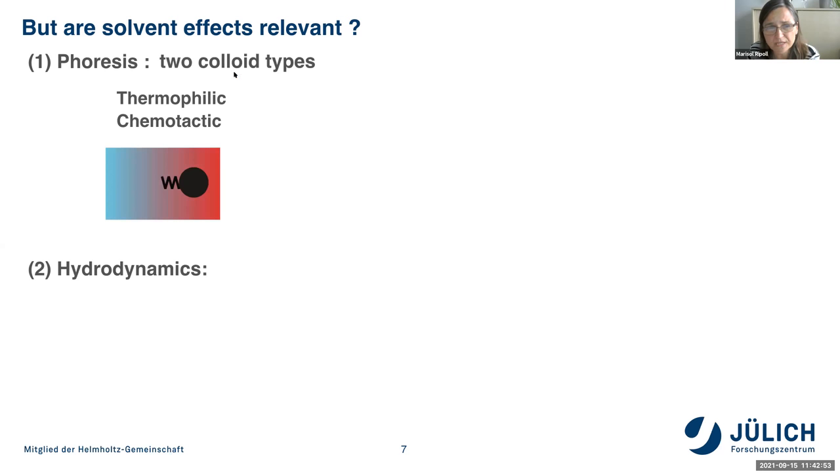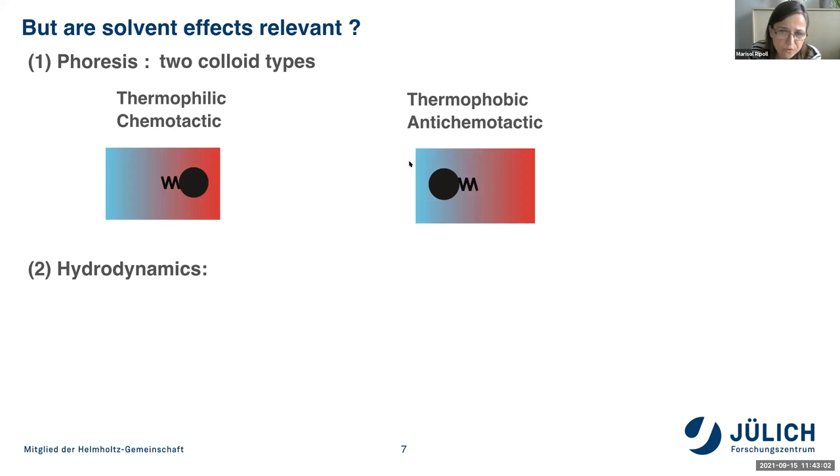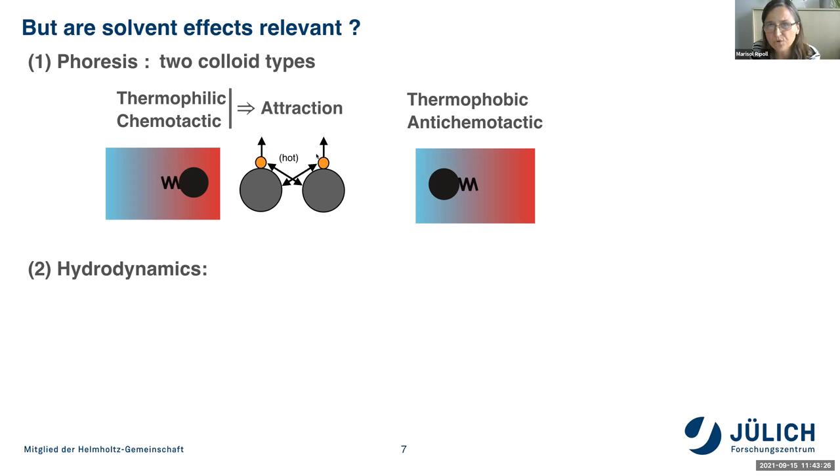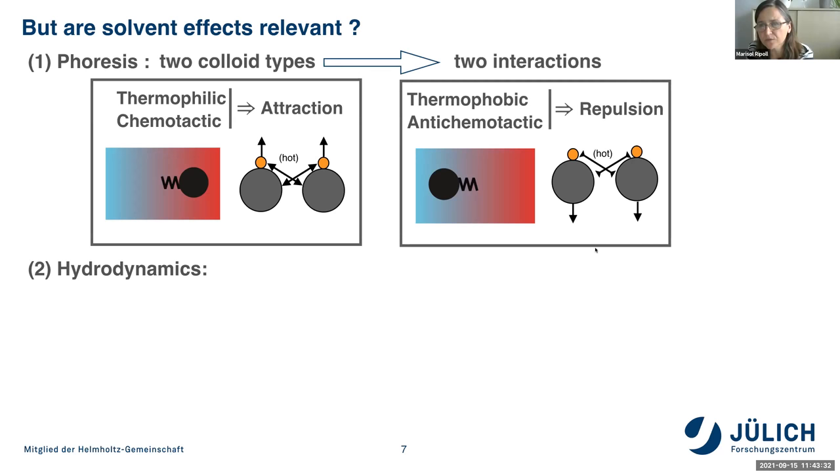Regarding phoresis, there are two types of colloids: those that go towards the gradient, namely towards the hot, if we are thinking about a temperature gradient, and those that go towards the cold, against the gradient. If you make a swimmer, and we like these dimer particles, a particle that is cold and hot, then this will propel towards the hot particle. And if there is a neighboring particle, this will also feel it, so this phoretic particle will feel the heat of its own particle and also of the neighbor. So just due to phoresis, we have this attraction between particles, and if it's the opposite type of phoretic particle, it will be a repulsion and motion in the opposite direction.